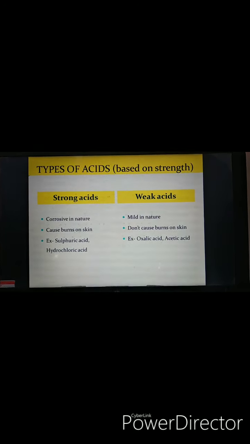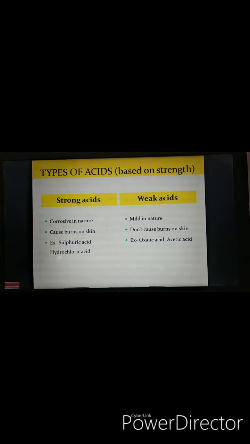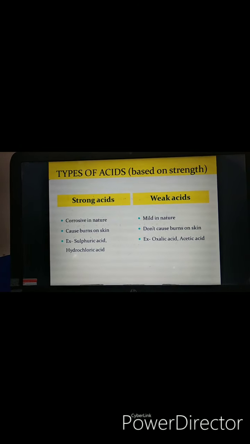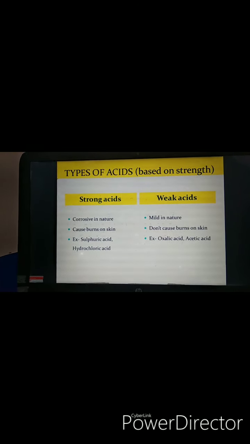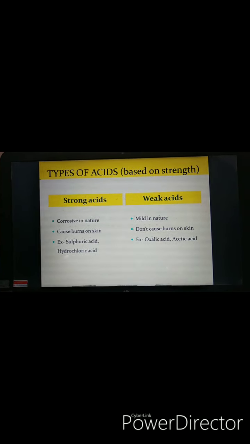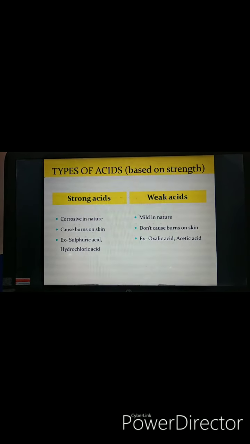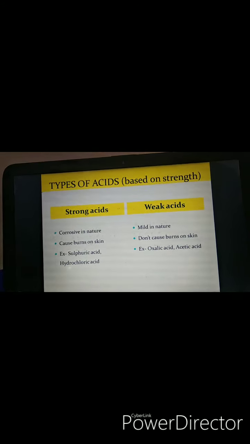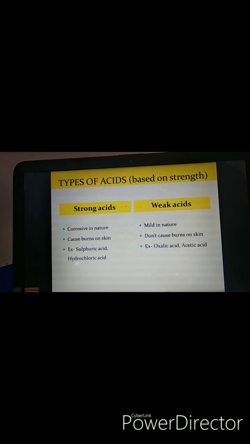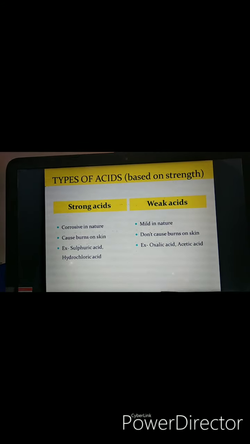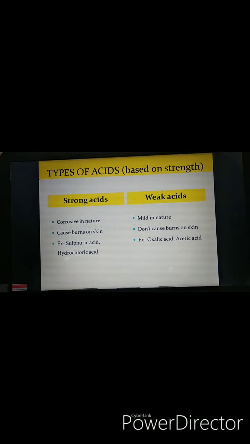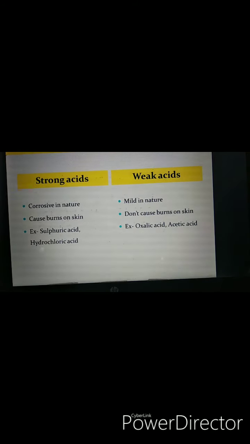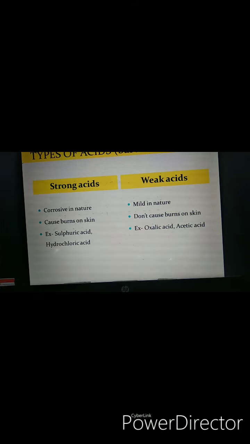Also, they cause burns on skin. I think, students, you must have heard about the movie Chapak. That's actually a real story, isn't it? The acid attack victim. When they throw acid at the face of the victim, it causes burns on skin, and they are using strong acids, because weak acids don't corrode or cause any burns on skin. Examples of strong acids are sulfuric acid and hydrochloric acid. And weak acids are mild in nature, very weak, and don't cause burns on skin.